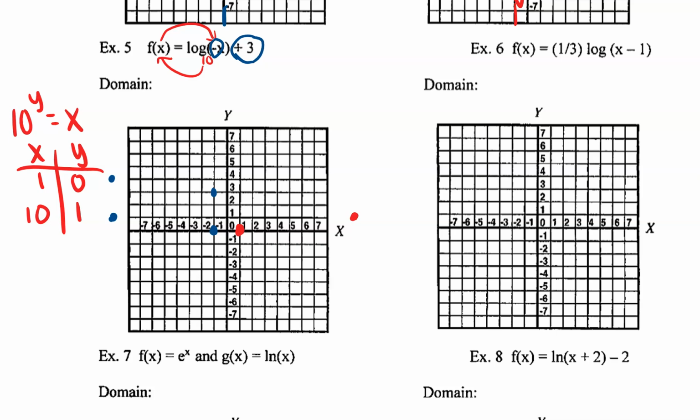The asymptote didn't move at all because I didn't shift left or right at all. So the asymptote's still at 0. And these are my points. And then the domain on this one, since it goes forever to the left, it goes all the way to negative infinity, but it never goes past 0 to the right, which is the same as x is less than 0.